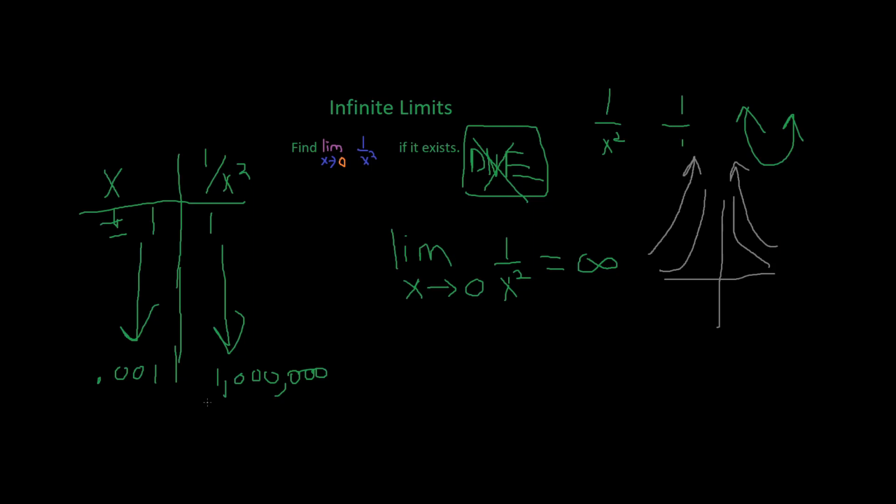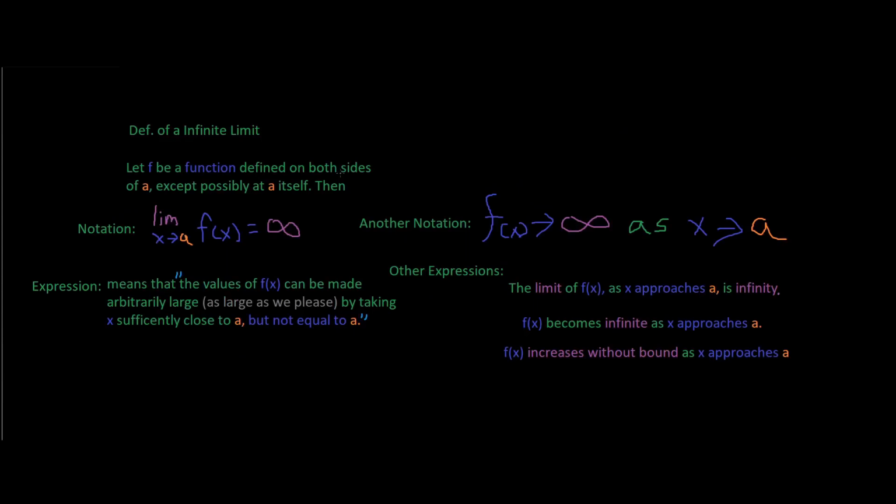And that's why we got this big number, 1,000,000. Alright, definition of an infinite limit. Let f be a function defined on both sides of a, except possibly at a itself. Then the notation right here would say the values of f of x can be made arbitrarily large by taking x sufficiently close to a, but not equal to a. So that's what this is saying.